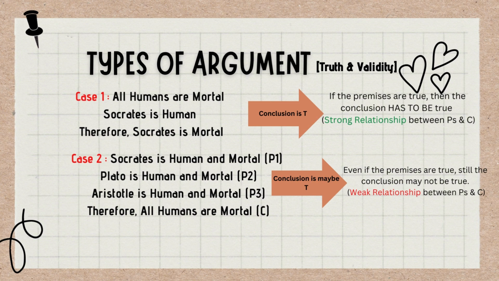So, if you see case 1, if the premises are true, then the conclusion has to be true, which we call a strong relationship between the premises and conclusion. In the second case, even if the premises are true, the conclusion may still not be true, which is a weak relationship between the premises and the conclusion. So let's see what this case study is about.